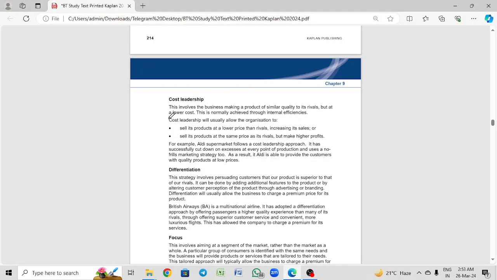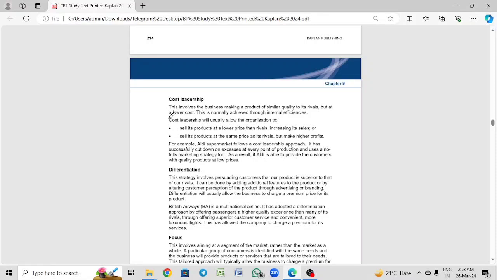Okay, so cost leadership is selling the product at a lower price than the rivals, or similar prices to the rivals at a similar quality, ठीक है, but at a lower price. Okay, in both the cases we have a cost leadership. अगर हम सेम prices में सेल करें तो हमारे प्रॉफिट मार्जिन हाई होंगे, और अगर हम लो प्राइसेस में सेल करें तो हमारी सेल्स इंक्रीज इन सेल्स हो.